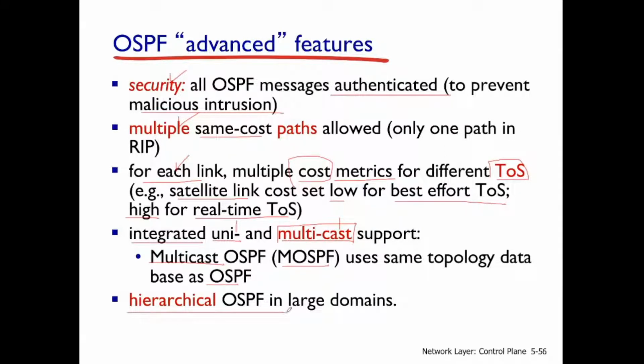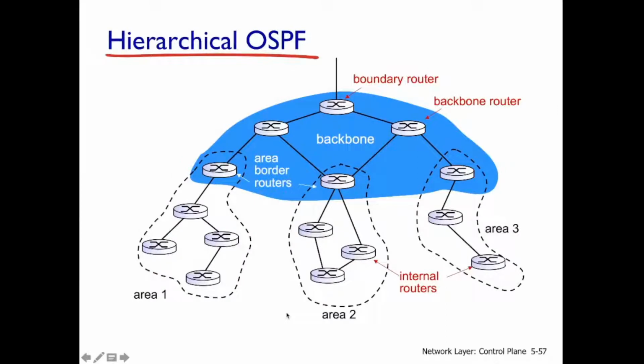By the way, one can also configure OSPF to run in a hierarchy, such as this one I'm illustrating. You see there are two levels of hierarchy here. At the lower level, area 1, area 2, and area 3. Inside each area, we could be running an OSPF, and all these internal routers within an area run the same OSPF. It requires the same metric, link cost.